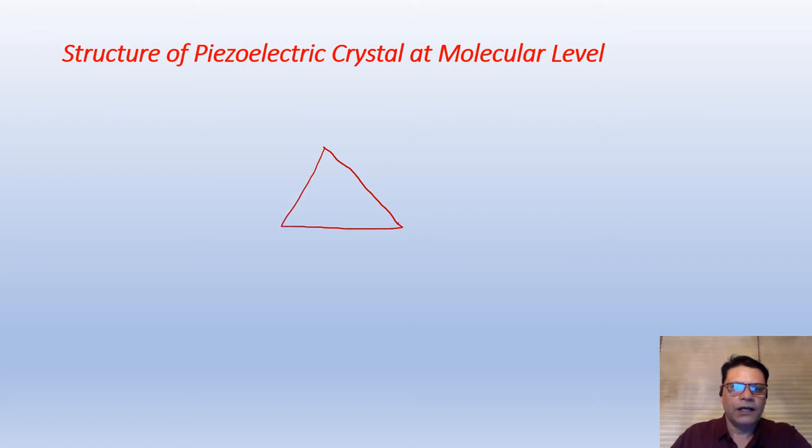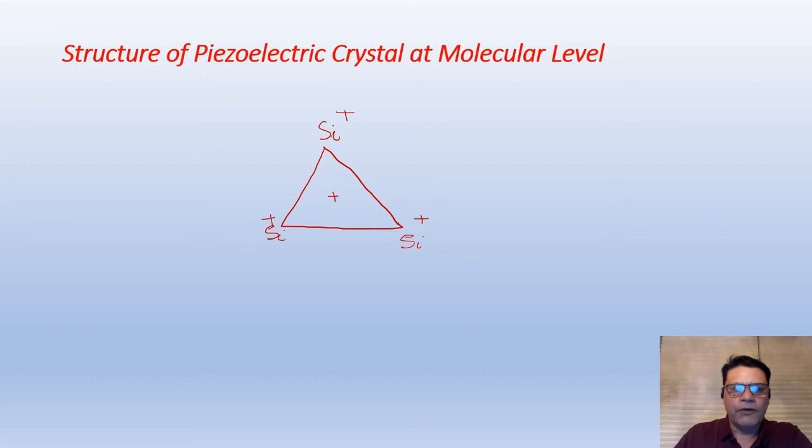Like this. And put silicon here, silicon, and silicon. Silicon is positively charged. So the center and the nucleus contains the positive charge.